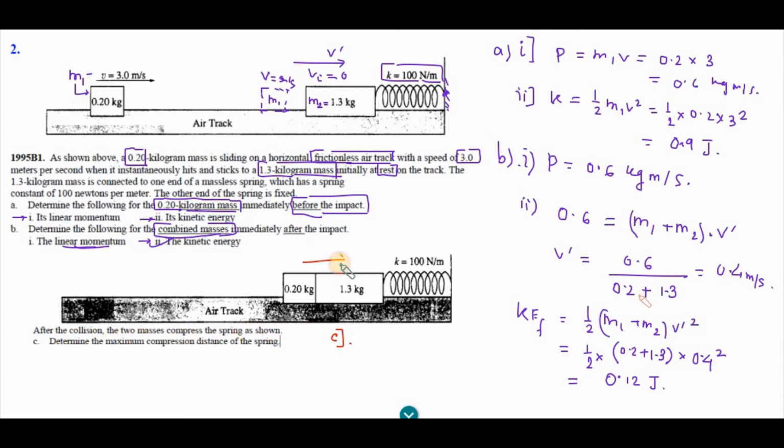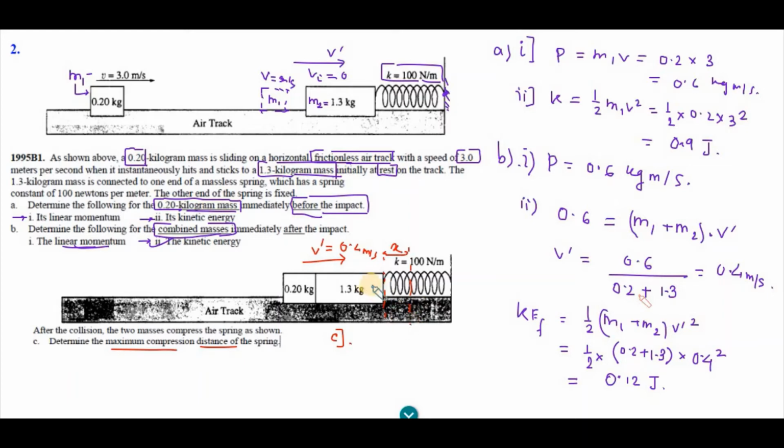So we have already got the combined velocity v prime, that is equal to 0.4 meter per second, and the spring is going to be compressed. Let's say the spring is compressed by a distance x. We have to determine the maximum compression distance of the spring. To get this value, we can again apply the conservation of energy.